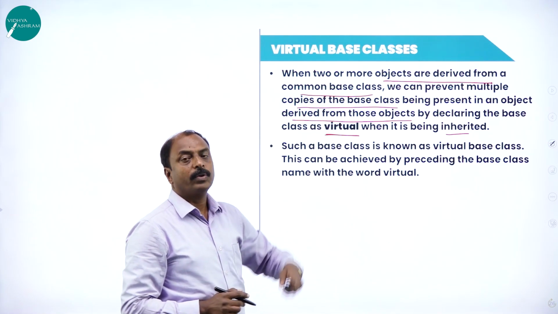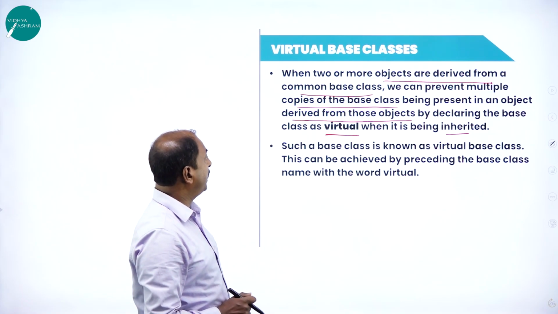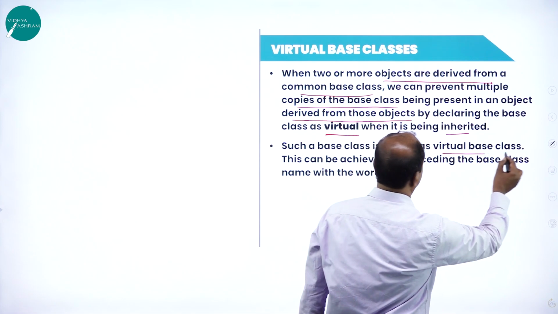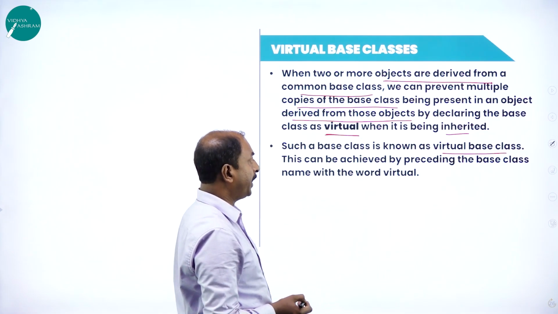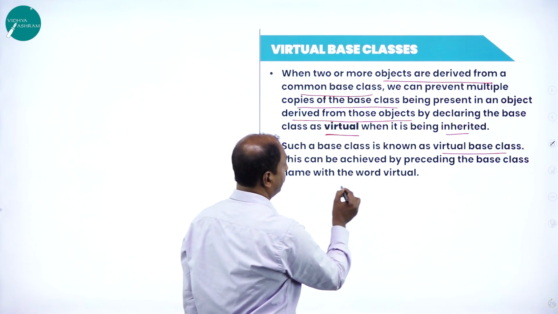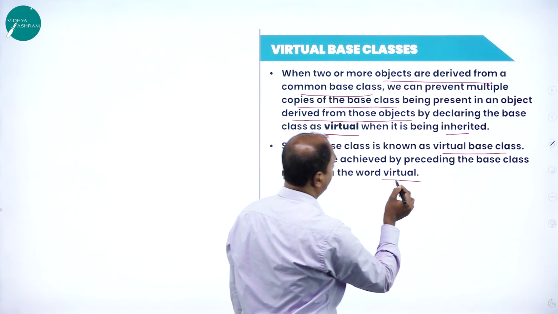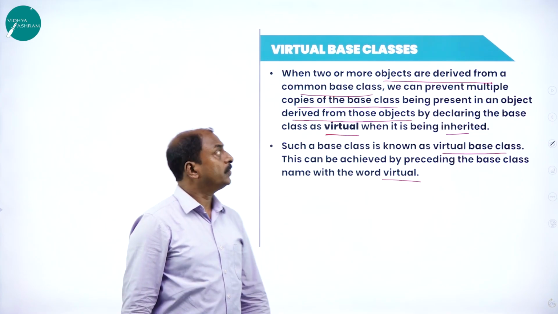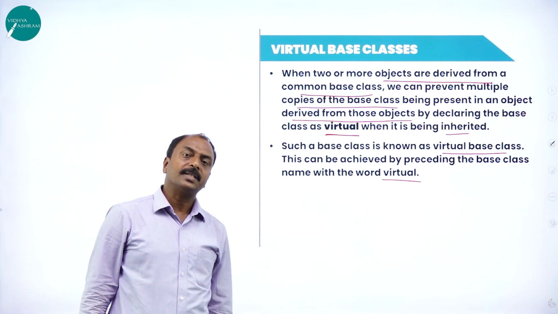So when we are inheriting the property, if we use the virtual keyword or reserved word, copying the base object or object of a base class to derived classes can be avoided. That is called virtual base classes. Such a base class is known as a virtual base class, and this can be achieved by preceding the base class name with the word virtual. By using this virtual keyword, it can be achieved here. So this is virtual base classes.